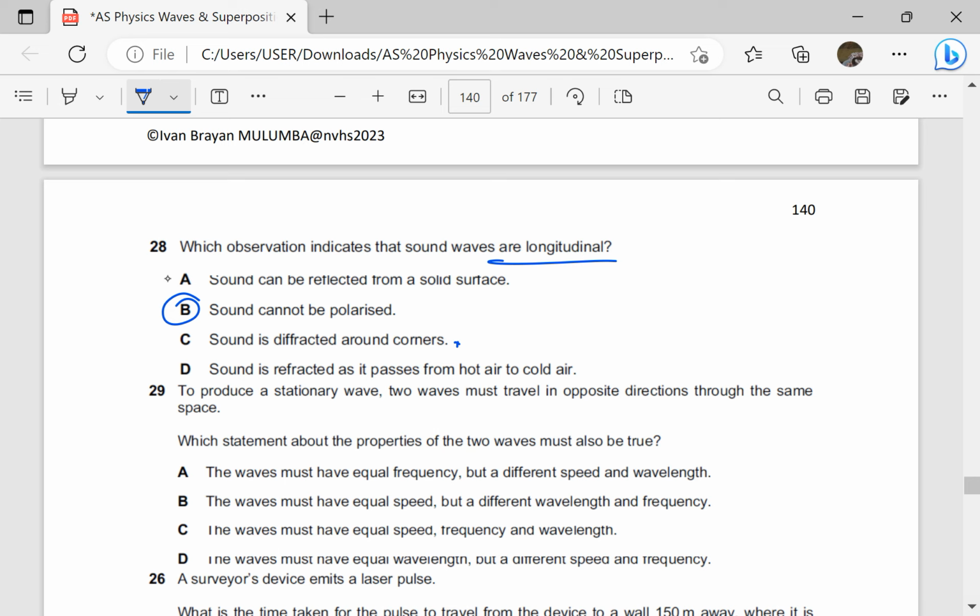The vibrations cannot be confined in any other plane because the vibrations of the particles are parallel to the direction of propagation of energy. So there is no way you can confine them to another plane. They are already in one plane.